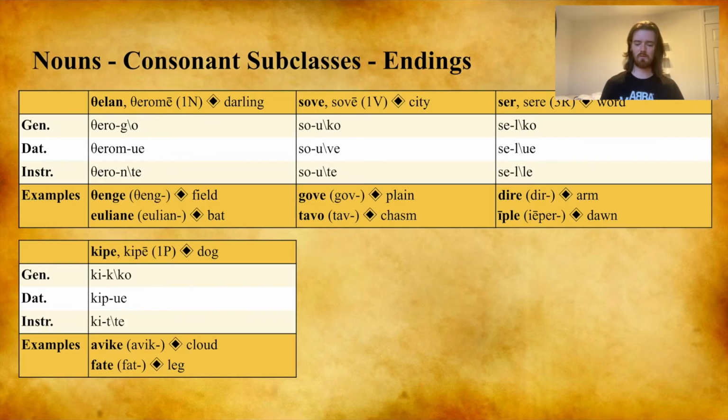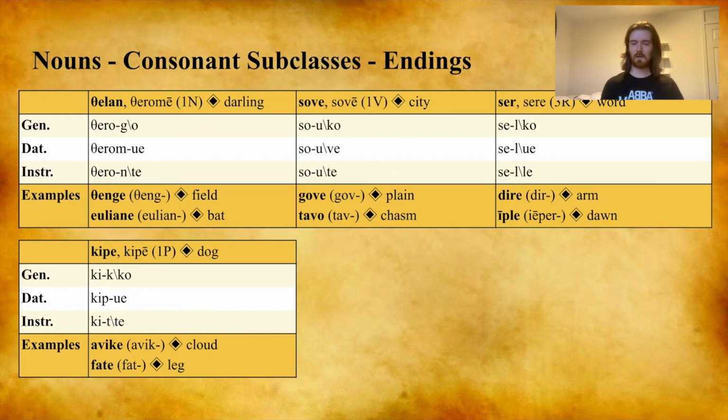Now moving on to the plosive subclass, kipe, which means dog, has the genitive kikko, dative kipoe, and instrumental kitte. So the genitive and the instrumental have plosive sounds k and t, which replace the final plosive sound of the stem. Other examples here are avike and fate.